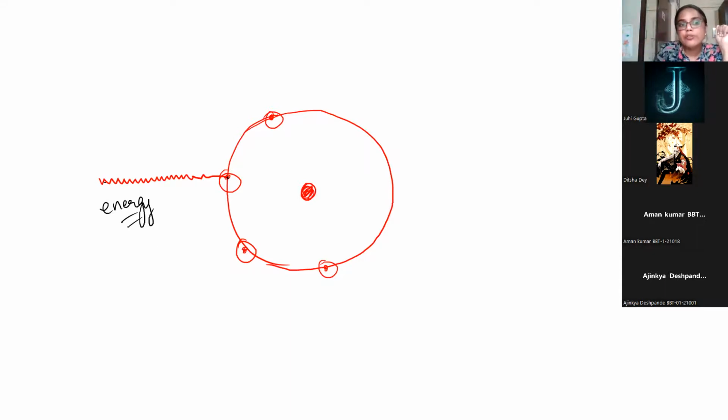Okay, so now if light comes and hits this particular electron, what is going to happen? The energy is going to transfer into this electron, and now this electron is going to absorb the light energy. After absorbing the light energy, it will become high. The Ke, the kinetic energy, is going to become very high.